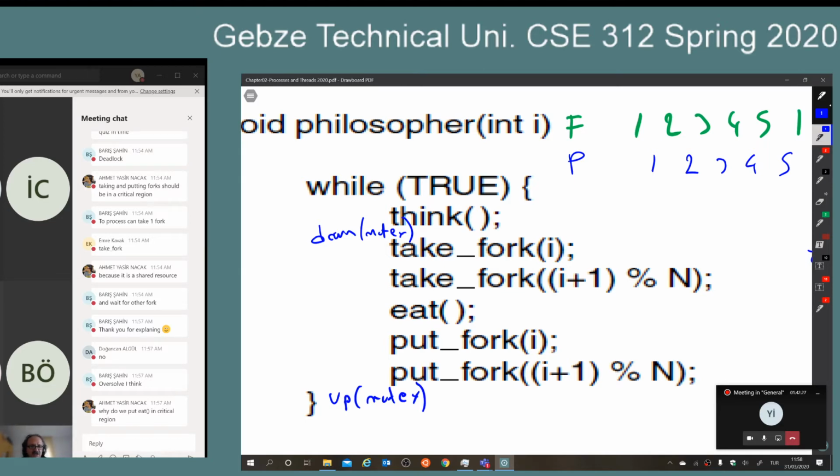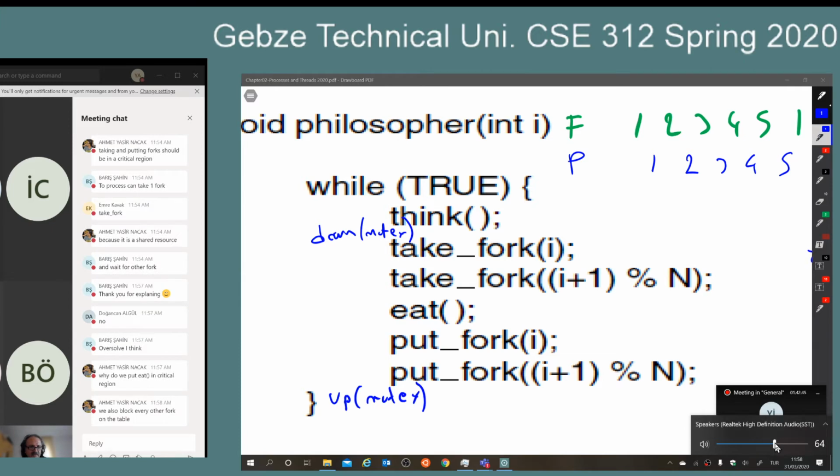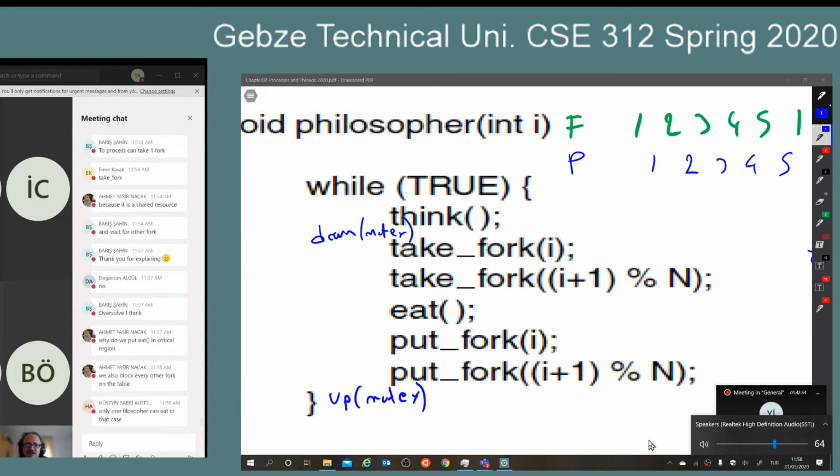So Doğancan, why not? Just talk, okay? Open your microphone, use your microphone. Are you talking? There is something funny happening. Why can I not hear anything? Doğancan, are you talking? Can somebody talk? I cannot hear anything from anybody. Hello? Yeah, okay. No. So tell me what is wrong with this. Doğancan, can you tell me what is wrong with this? Doğancan is out.